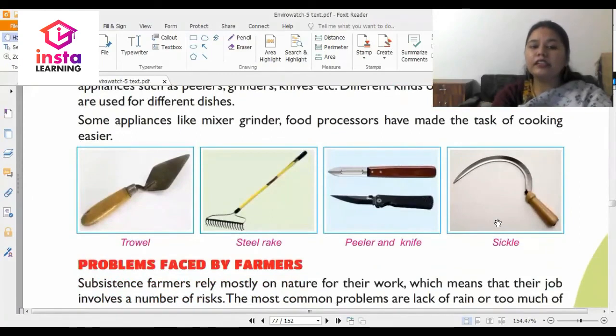So now you can see these images. So this is a trowel. I'm sure you all might have seen this. This is a steel rake which is used to level the ground. These are the objects that we use in our homes, in our kitchens. And this is a sickle. So you can see this is a semicircular knife, right? So these are the different tools that are used in the farming process. Let's move on further.